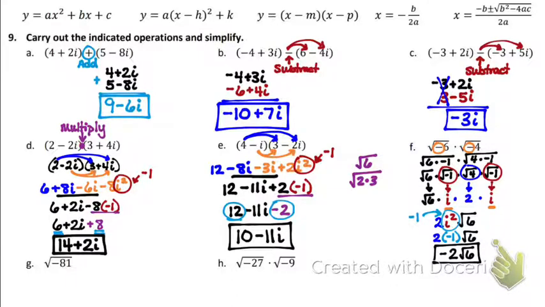What about G? Square root of negative 81. 9i. We're going to break this up to be 81 times negative 1. So I do the square root of 81 times the square root of negative 1. This is the same thing as I. Square root of 81 is 9, so I get 9i as my final answer here.